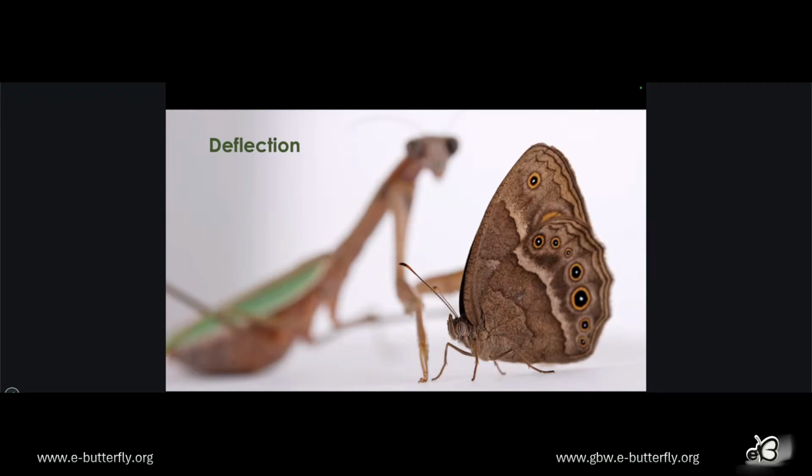From attacks of predators. So the eye spots are often positioned at the edges of the wing, away from the more vulnerable parts of the body, the head, the thorax, and so forth. And so I'll show you a video of a mantid attacking a butterfly, initially with very tiny eye spots and then with large eye spots, and you'll see the difference.